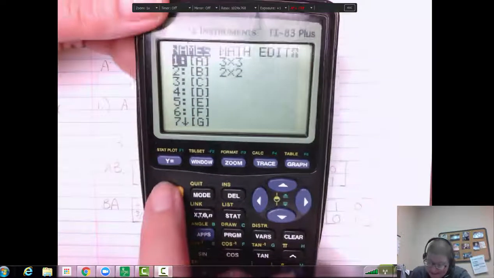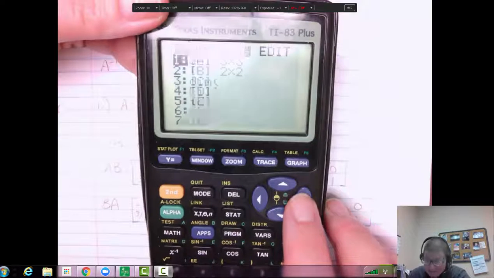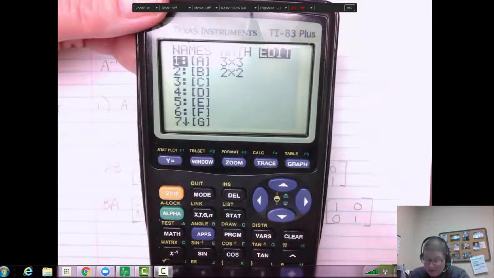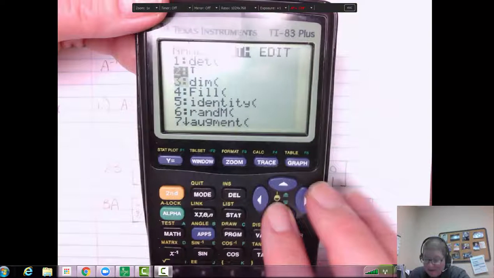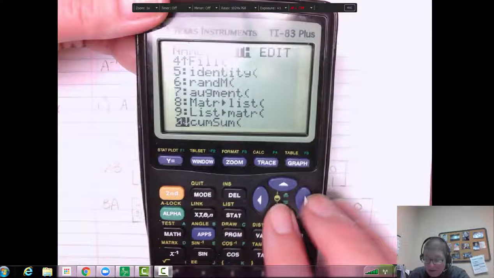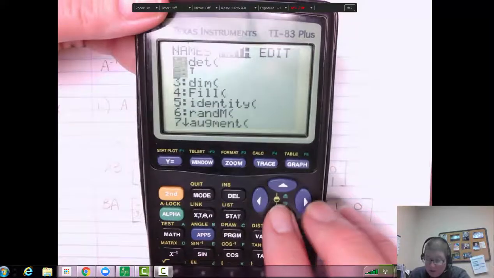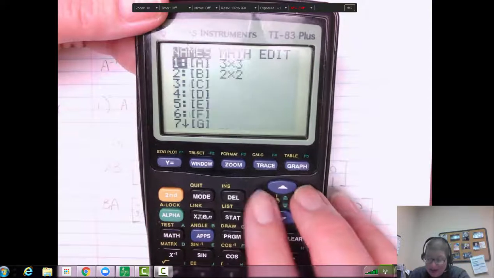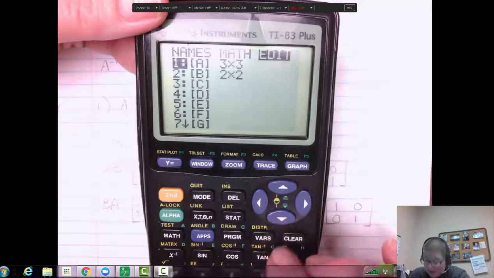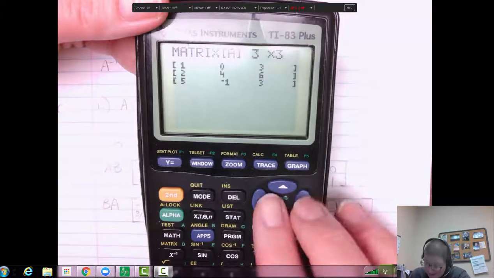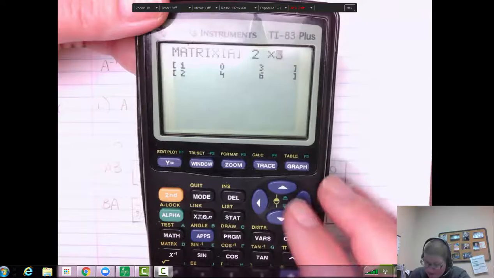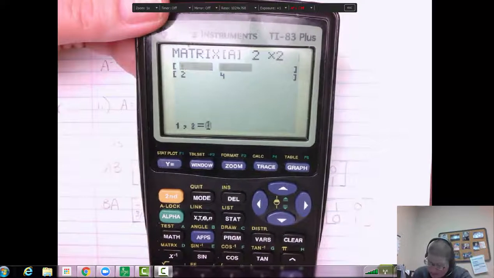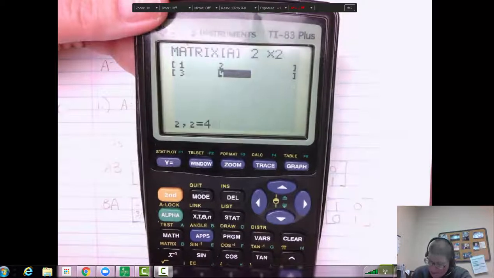So I'm going to hit second, matrix, and then it has names, math, and edit. Edit is always where you put in your matrices that you want. Math are the different things it will do for you, which is kind of cool. So the ones that we're going to use is determinant for this section, and just basic add, subtract, multiply, divide. So I'm going to go into edit. I'm going to tell this to do a 2 by 2. Enter, and then I'm going to put in the numbers we had, which was 1, 2, 3, 4.